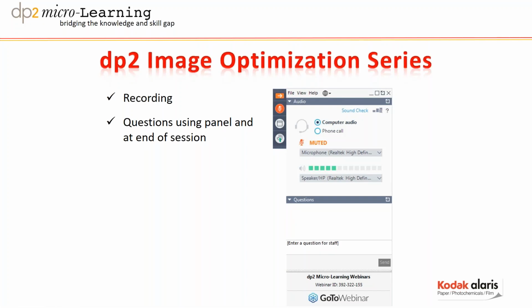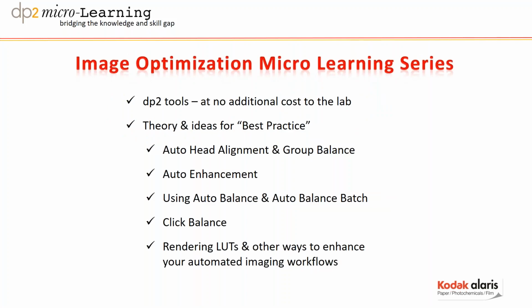And it looks like most of you have joined before, so I will go quickly through these next couple of slides. The image optimization tools that we're talking about in this series are at no cost to the lab. They're built into dp2. You may have tried them here or there and maybe not felt that they were as successful as you would hope. So we're going to look at that for auto enhancement today.